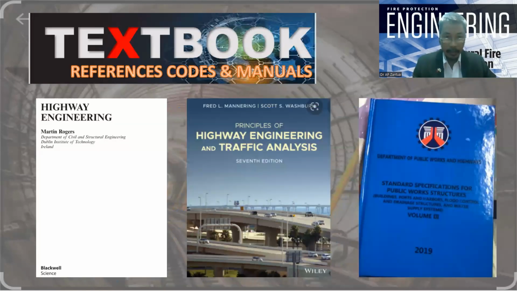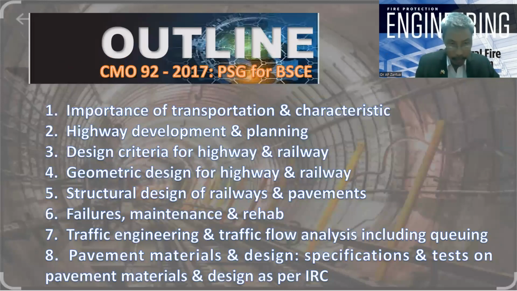And we have the following references, codes, and manuals. As you can see, we have a highway engineering textbook on your left side. At the center, we have another author, highway engineering and traffic analysis. So traffic analysis is included. I think traffic analysis is written in number 7, traffic engineering and traffic flow. So it includes not only queuing, but what? The basic form of traffic signs, symbols, road signs.